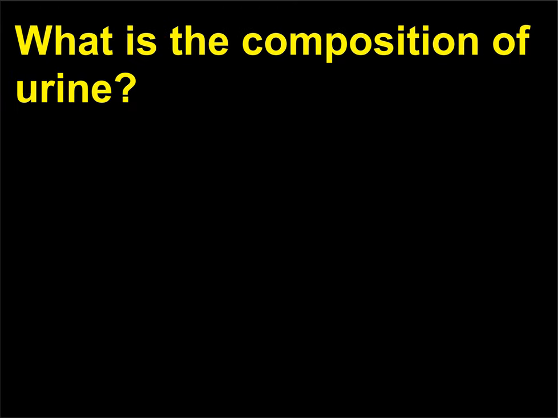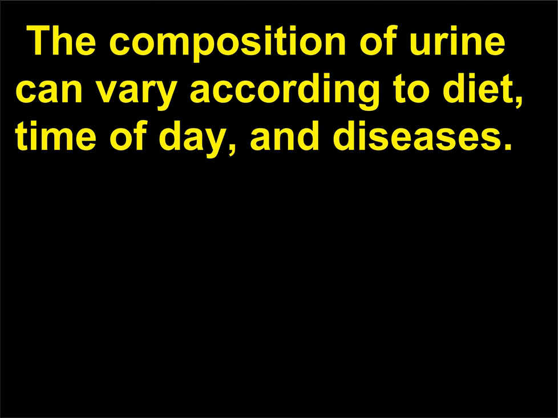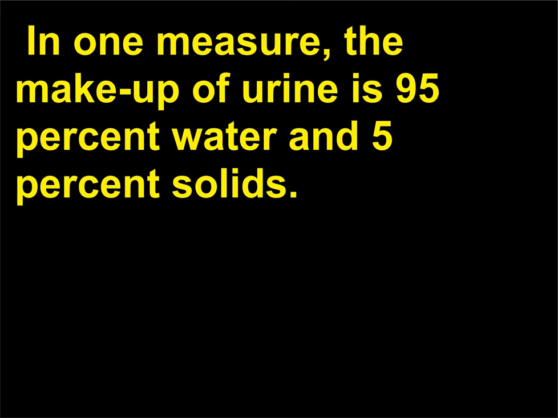What is the composition of urine? Urine is composed mostly of water containing organic wastes as well as some salts. The composition of urine can vary according to diet, time of day, and diseases. In one measure, the makeup of urine is 95% water and 5% solids.